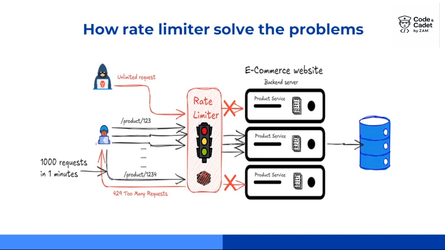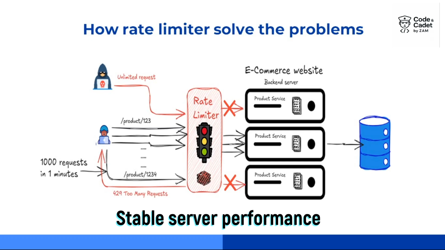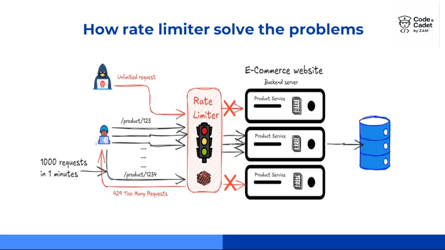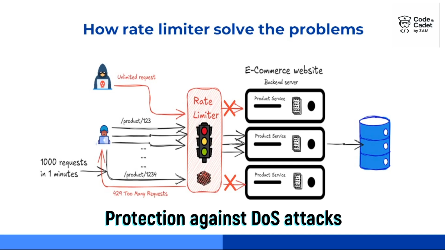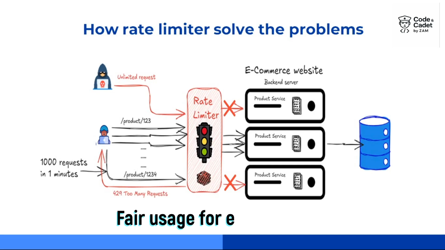And this mechanism gives us some solid benefits. Stable server performance. The server won't crash or slow down even under heavy usage. Protection against DoS attacks. Hackers get blocked before any harm is done. Fair usage for everyone. One person can't hog all the resources. Better user experience. Genuine users enjoy faster, smoother responses. So yeah, with rate limiting in place, we now have a smart gatekeeper making sure our backend services and database are used responsibly and stay healthy, no matter how many users are on the platform.